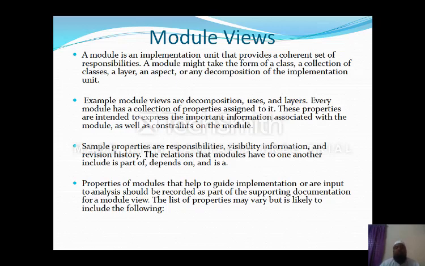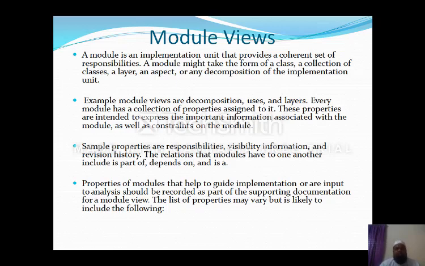The relations that modules have to one another include is part of, depends on, and is a relationship. These are the relationships you might have seen in the OOAD subject, in the UML subject: is part of, association, depends on, dependency, is a, aggregation. So these are the various relationships you might have seen, and these are the properties when you are applying them. The properties of modules that help to guide implementation or are input to analysis should be recorded as part of the supporting documentation for a module view.